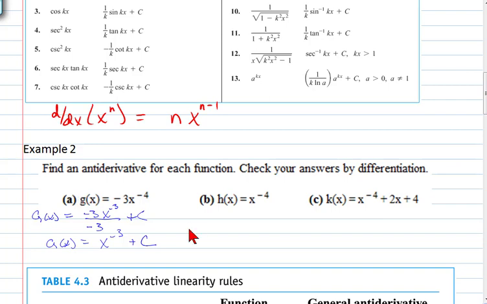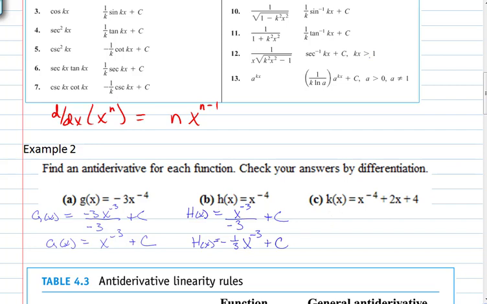All right, h. Add 1 to the exponent. What do you get? Negative 3. Divide by the new exponent and put plus c. You could write this as negative 1/3 x to the negative 3 plus c.